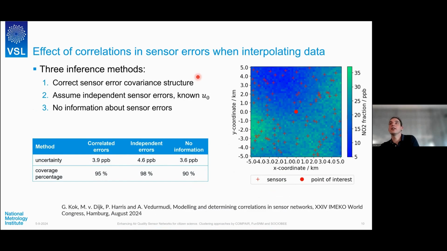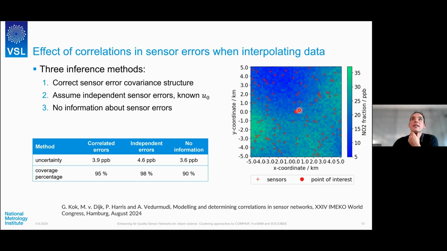Another thing we did is looking at the effect of correlations in sensor networks when interpolating data. That's a completely numerical study, actually. So we modeled how the distribution of the NO2 concentration could be, and then we modeled that with a Gaussian process network. The sensors had a certain uncertainty or a certain error structure, so certain covariances, and then we investigated how important it is to know this covariance structure.